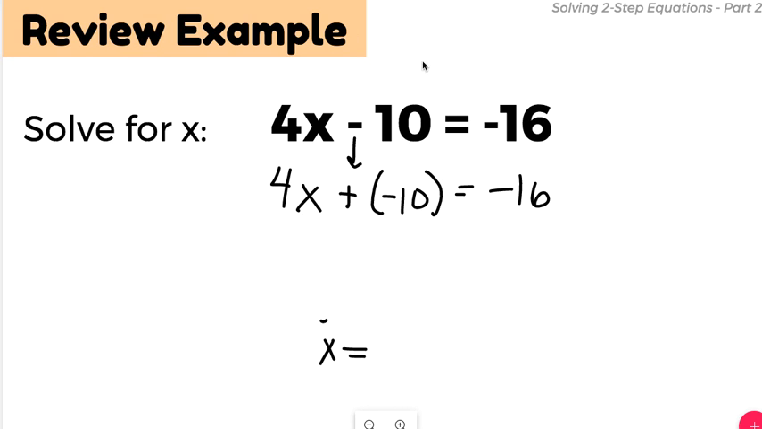So to get our x isolated, the first thing we do is undo the addition. I need this number right here to become 0 because 4x plus 0 equals 4x. So in order to make negative 10 into 0, I add the opposite. A number plus its opposite equals 0.